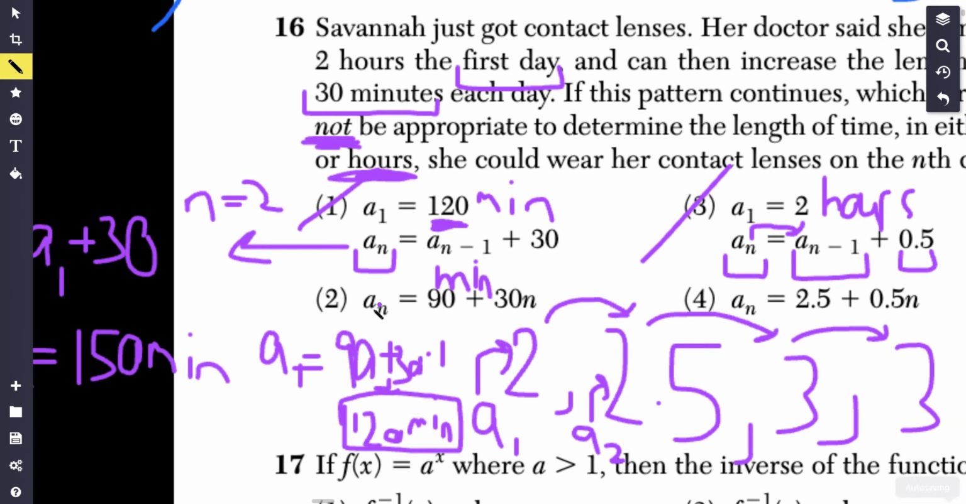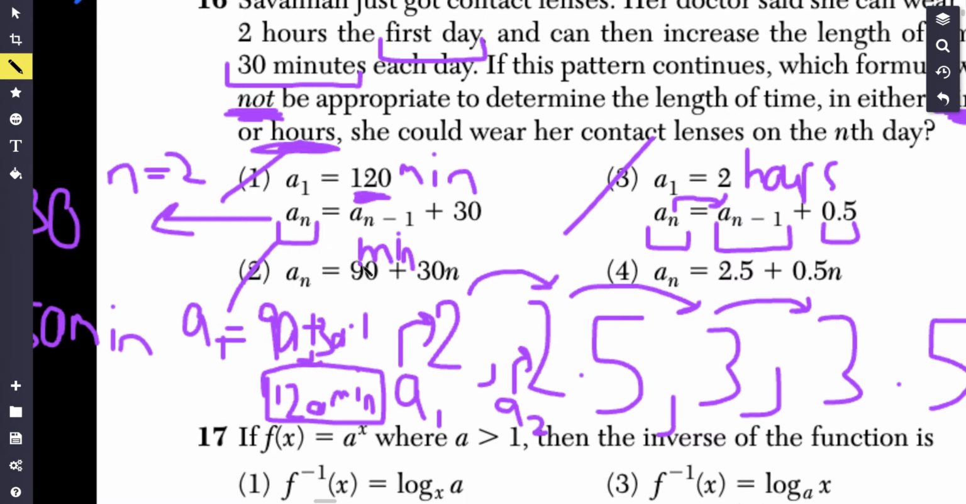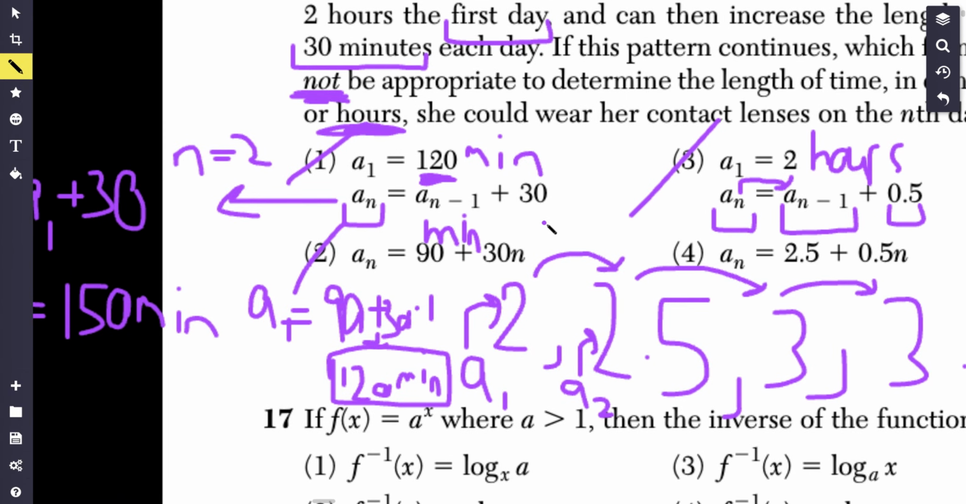So number 2 actually does work, because if you plug in 1 for n, you get 90 plus 30, which is 120 minutes. And then every day after that, it just increases by 30, hence the n at the end.